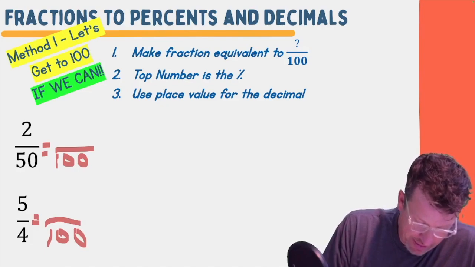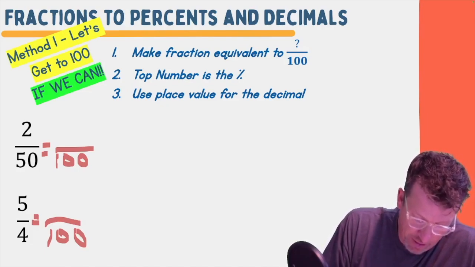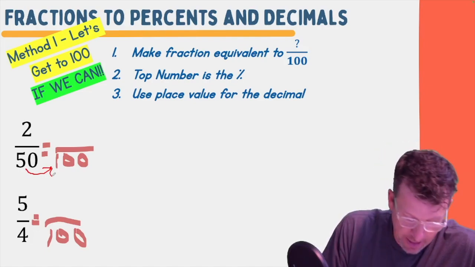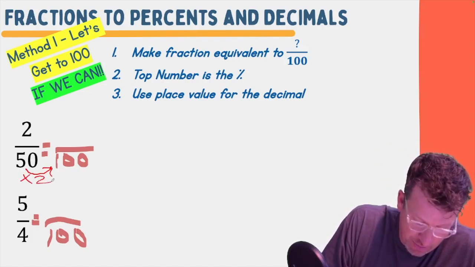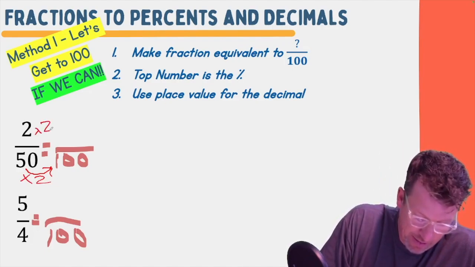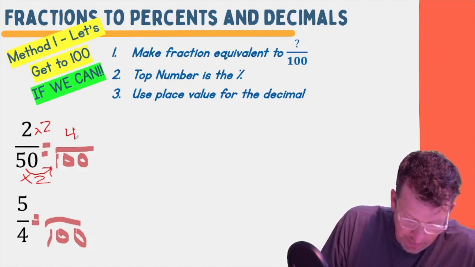And then once we get to that point, all we have to do is say to ourselves, what did we do from this 50 to get to the 100? Because we're trying to find equivalent fractions. Well, I multiplied by 2. And if I multiply the bottom by 2 and I want an equivalent fraction, I have to multiply the top by 2. What's 2 times 2? That is 4. Okay, let me do the same with the bottom real quick.